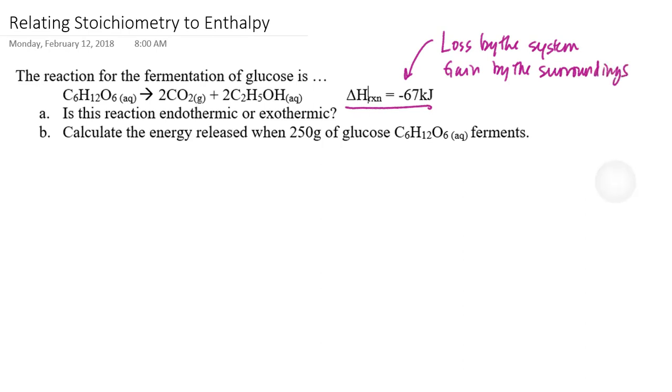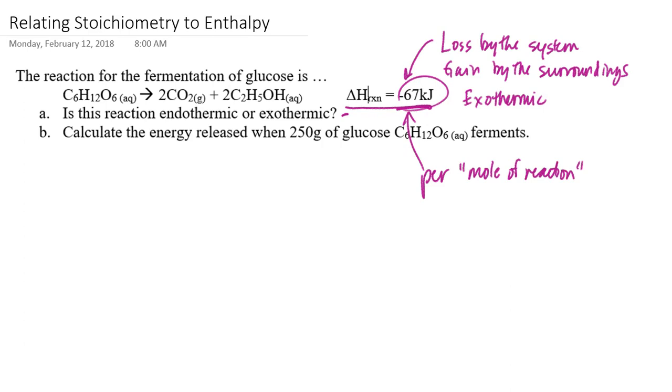Okay, so if this heat is being lost by the system, then, to answer this first question, it means that this is an exothermic reaction, because basically the system is releasing heat to the surroundings. But the second part of the question is asking me to calculate the energy released when 250 grams of glucose ferment. And so what I need to do is note that enthalpies of reaction like this are typically expressed per what I'll term mole of reaction.